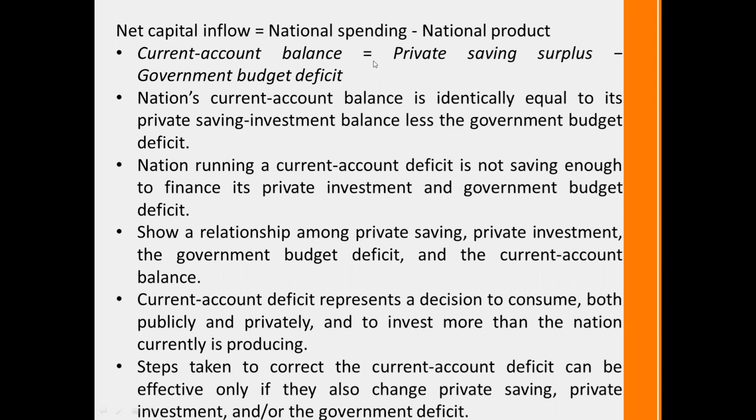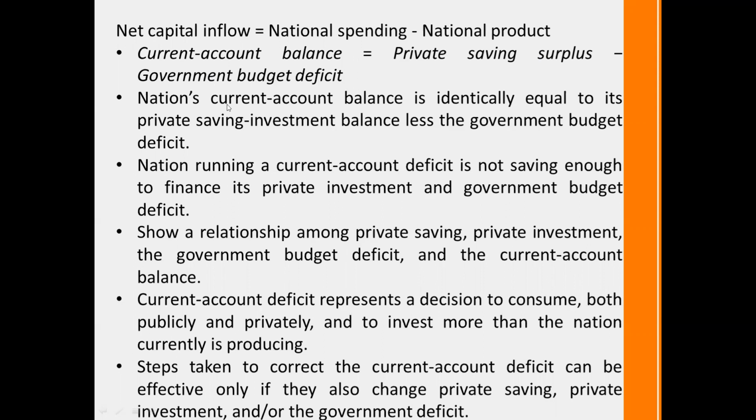Right? We already identified those things. When we have a current account deficit, we have a financial account surplus. Now this is the same equation. Here the financial account surplus or capital inflows equal import minus export. So the current account balance is private saving surplus minus government budget deficit. Our current account balance equals our private saving surplus, that is net foreign investment, minus the government budget deficit.